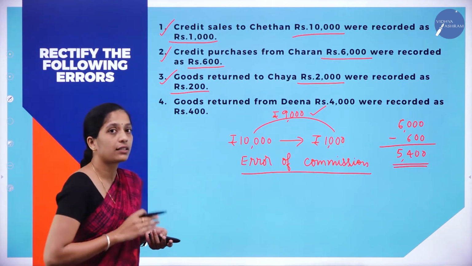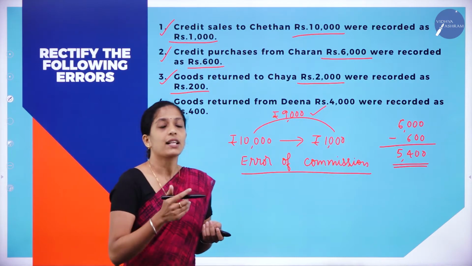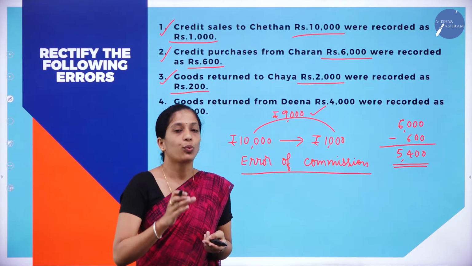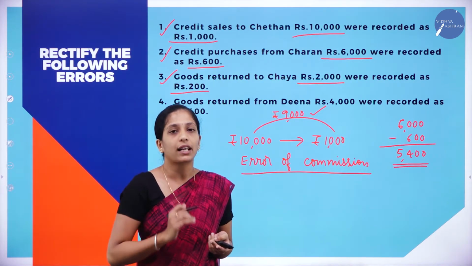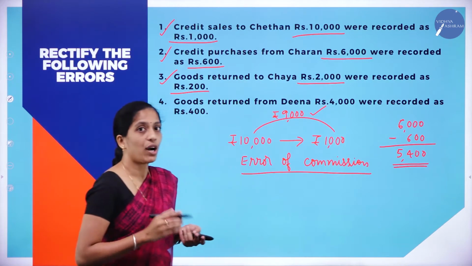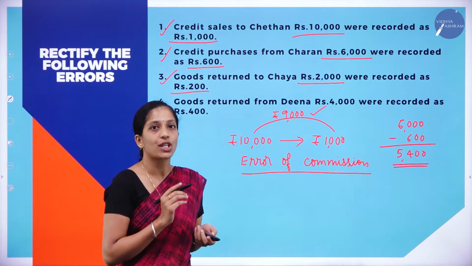Now what is the journal entry for this transaction? Goods returned to Chaya. We had already purchased goods from Chaya, and now we have returned them. So what is the journal entry? Chaya's account debit to purchase returns account. And what is the amount? We'll write the difference amount, 2,000 minus 200, that is 1,800.